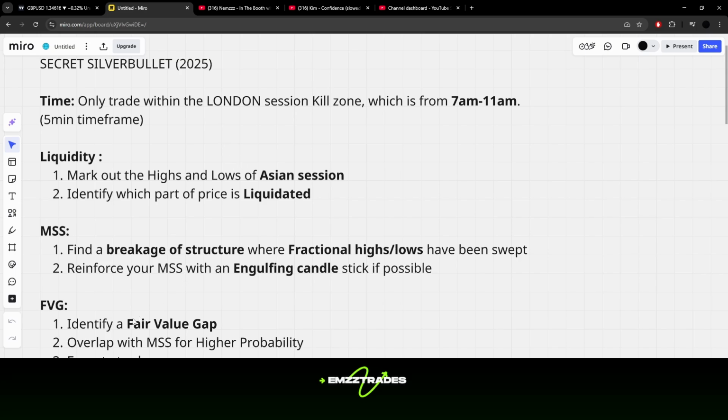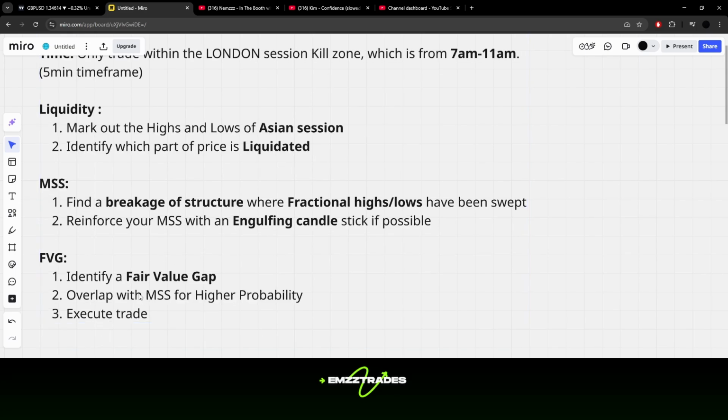Now what we need to do is identify the actual fair value gap, and then we can overlap the fair value gap with a market structure shift to get a higher probability, and then we execute the trade.